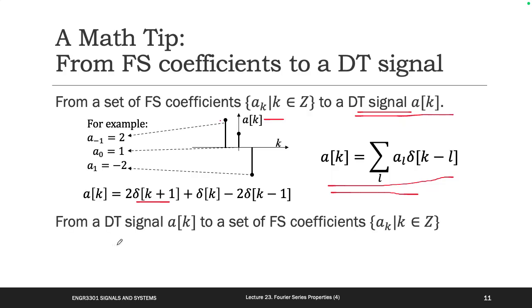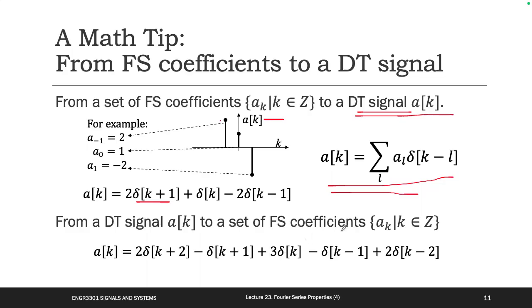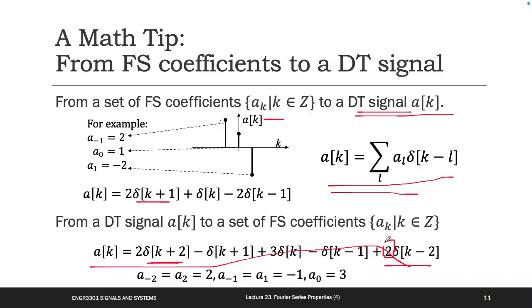Okay, and from a DT signal AK to a set of FS coefficients, if you have this AK representation, you can easily find A0, A-1, A1, A-2, A2. Am I right? Because here the K should start from -2, am I right? When K is -2, observe this one and this one, they have the same coefficient, which is 2. And this one and this one have the same coefficient, which is -1. And this one is A0, which is 3. That makes sense to you?